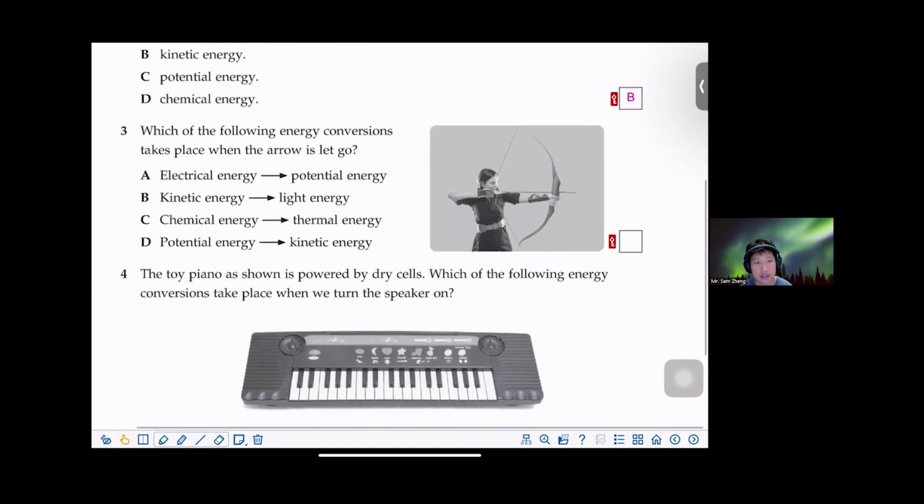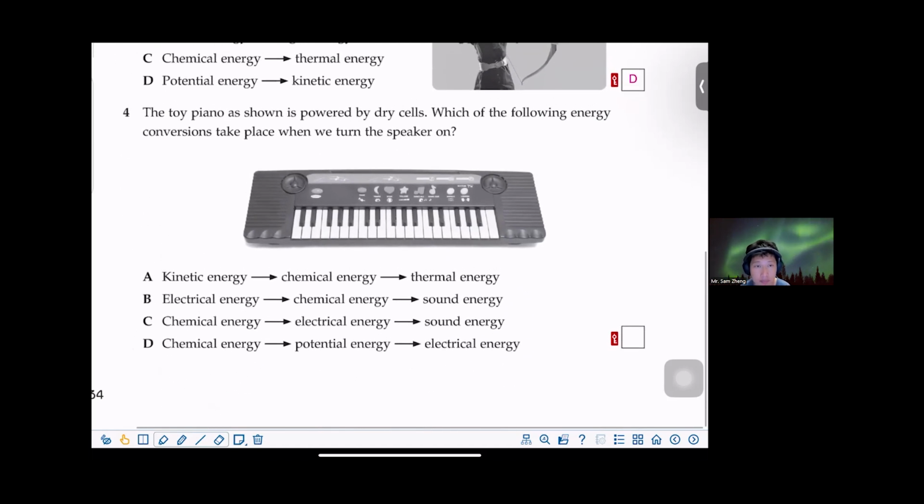Okay. Next, which of the following energy conversions takes place when the arrow is let go? So definitely it is changing the potential energy to the kinetic energy because we are trying to stretch the string. When we stretch the string, in fact, we are trying to increase the potential energy. So in this case, the potential energy will be converted into the kinetic energy.